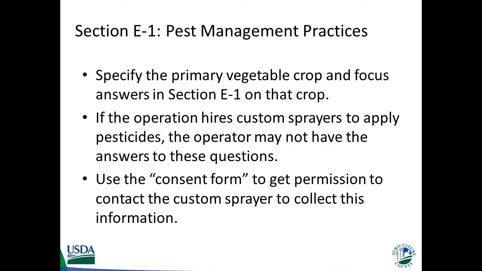One potential obstacle in working with respondents trying to complete this section is if the operation hires custom sprayers to apply pesticides to the vegetable crops. The operator then may not have the answers to these questions. Included in every kit envelope is a consent form that is to be used to get permission from the operator to contact the custom sprayer to collect this information. For 2020, this form was modified to allow for the operator to provide this consent verbally rather than requiring the consent be provided in writing.